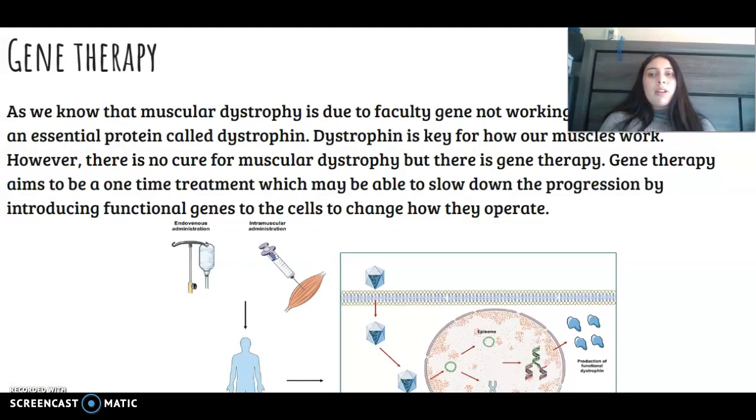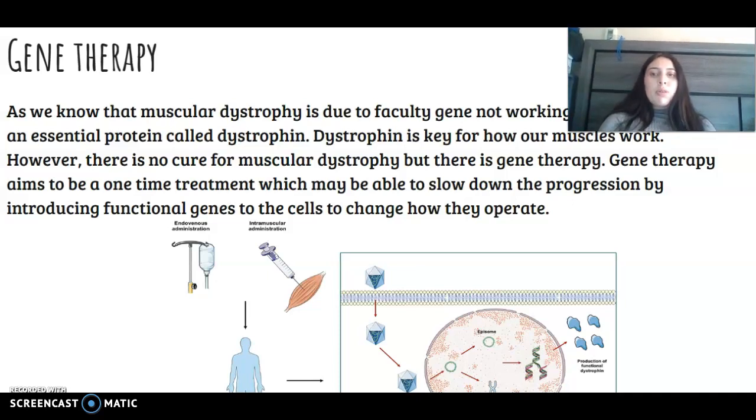Gene therapy. So as we know, there's no cure for muscular dystrophy, but there's a one-time gene therapy which is able to slow down the progression by introducing functional genes to the cells and change the way they operate.